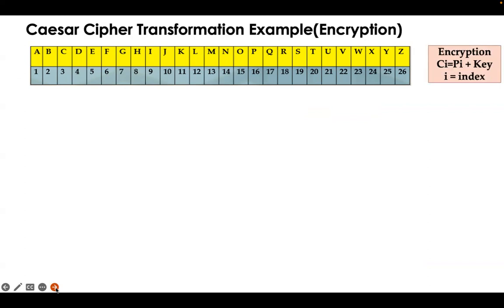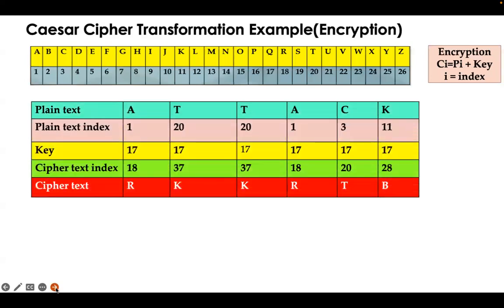That is our Caesar cipher index equal to plaintext index plus key. Now let's see a table that shows our plaintext index number, our key, ciphertext index, and ciphertext. Now we will explain how we can get our ciphertext from the plaintext.